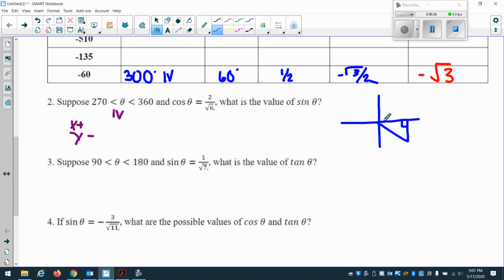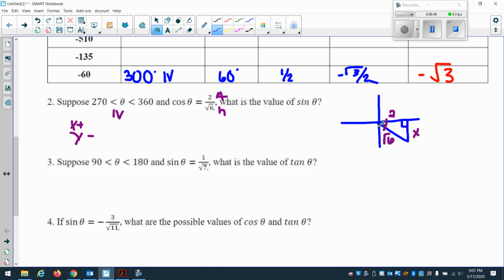And your angle always comes from the origin. So cosine is adjacent over hypotenuse. So this is 2 over root 6, which is your hypotenuse. So they want us to find sine. So we're looking for that side length.